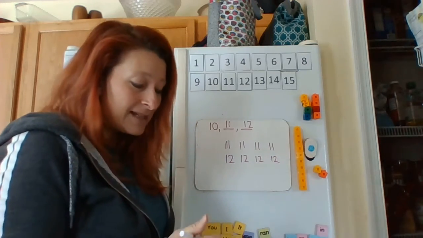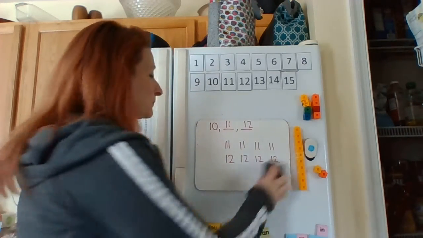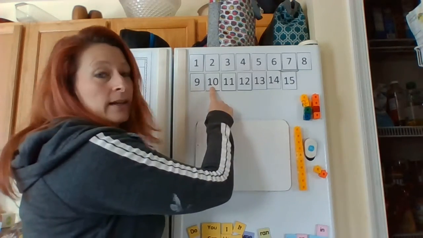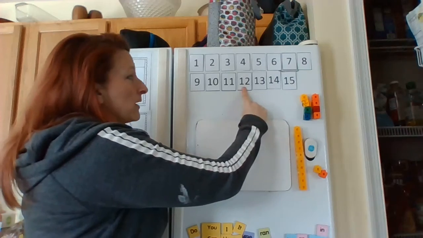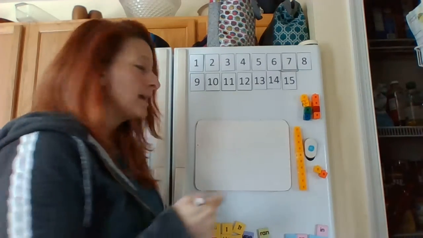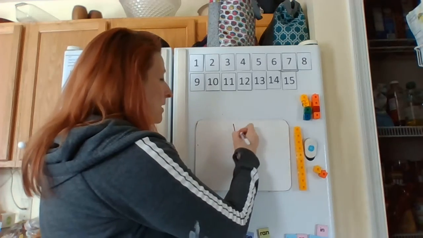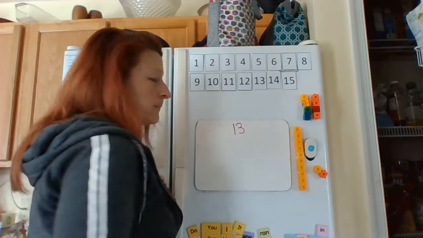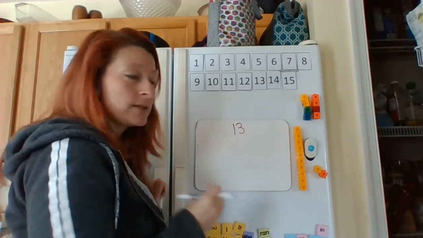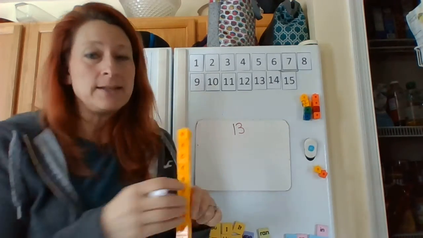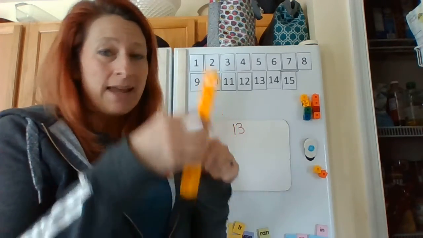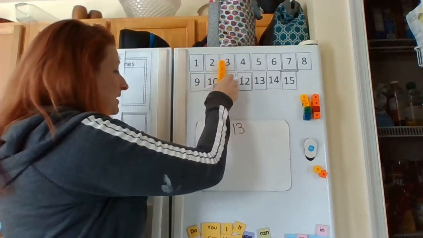All right, so our next number that we are going to look at is 13. So we have 10, we have 11, we have 12, we have 13. 13 is a 1 and a 3, so I'm going to write a 1 and a 3. Now, to find out how to make a 13, we have a group of 10. So we've got 1, 2, 3, 4, 5, 6, 7, 8, 9, 10. Here's our handy-dandy group of 10.